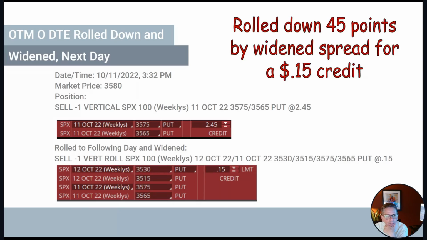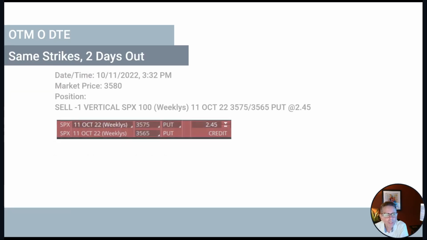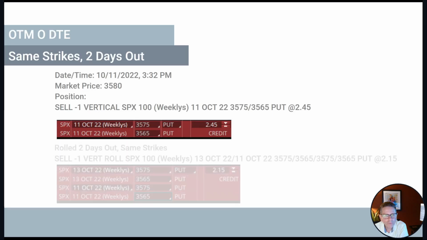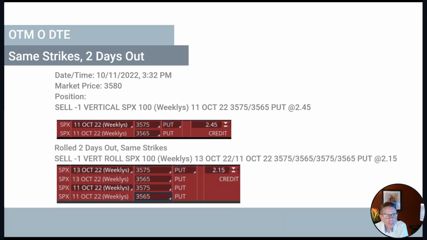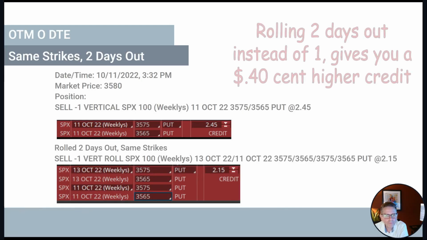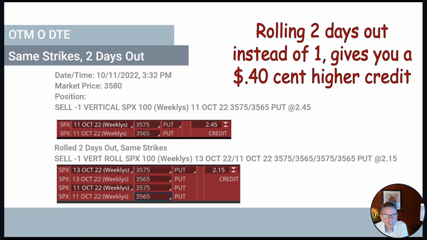Pretty cool. But remember, when you widen, it just exacerbates, and you have to really be mindful of the margin requirements that you have. Okay, so now same strikes 2 days out, and this is pretty cool. You get $2.15 instead of $1.75 on it, and 40 cents higher credit.